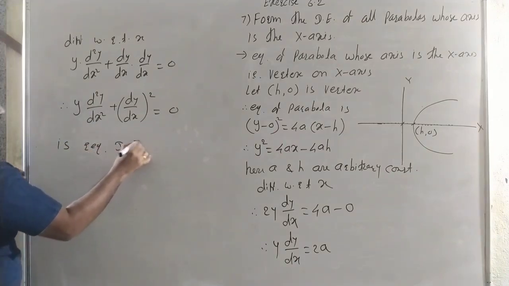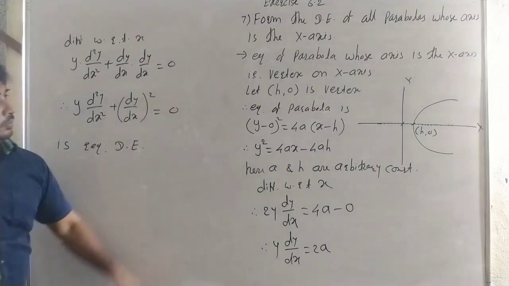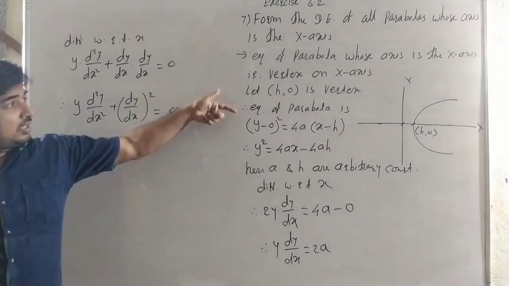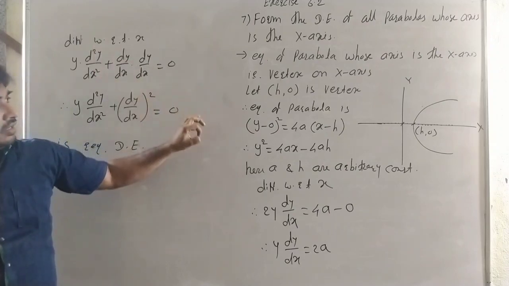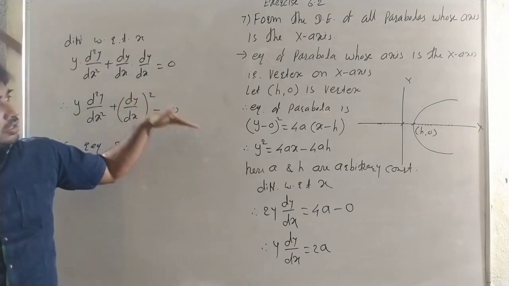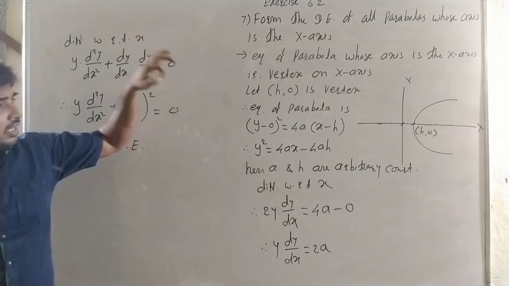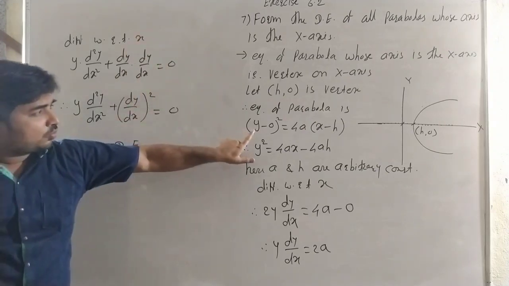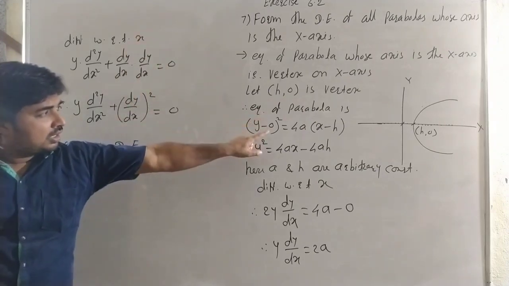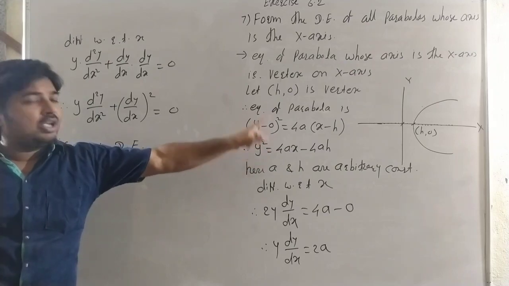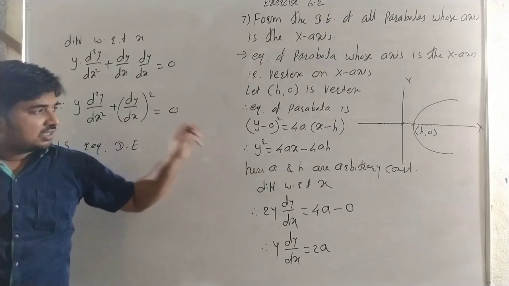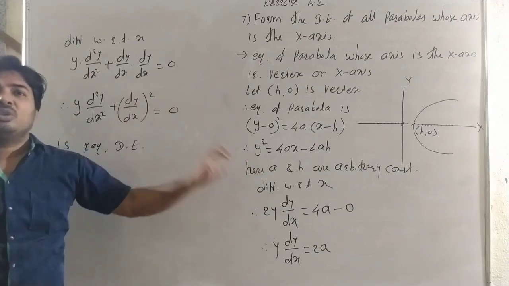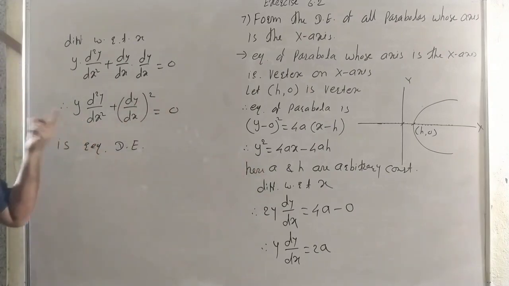See carefully. This is the equation of a parabola whose axis is the x-axis and whose vertex is on the x-axis at any point. Therefore the equation (y minus 0) whole square is equal to 4a into (x minus h) is the equation of the parabola. Then a and h are the arbitrary constants, so we differentiate twice and we get this differential equation.